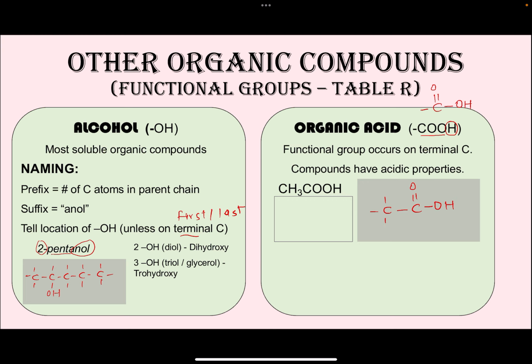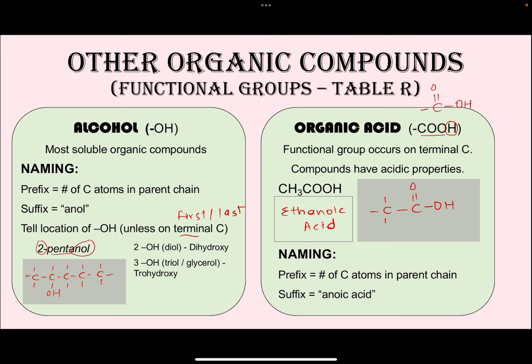Okay, and then we are going to name this. So in this case, we have 2 carbon atoms. So the prefix for the 2 carbon atoms is going to be eth. And then the suffix for all of the organic acids is anoic acid. So this is going to be your ethanoic acid. Okay, so that's the rules for naming. Prefix is number of carbon atoms, and then suffix is anoic acid.